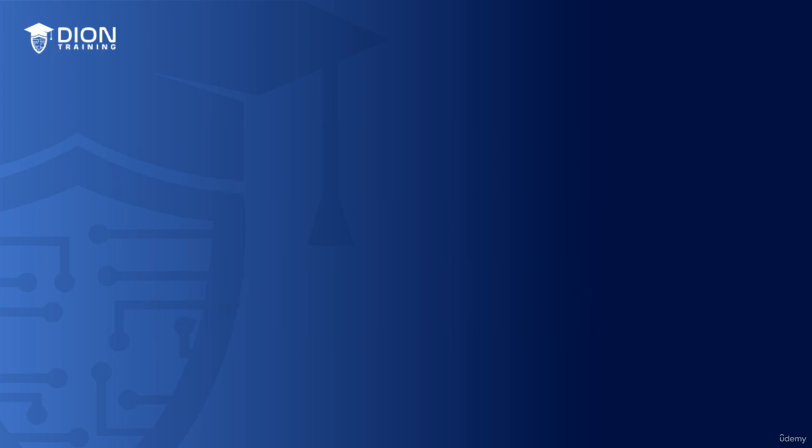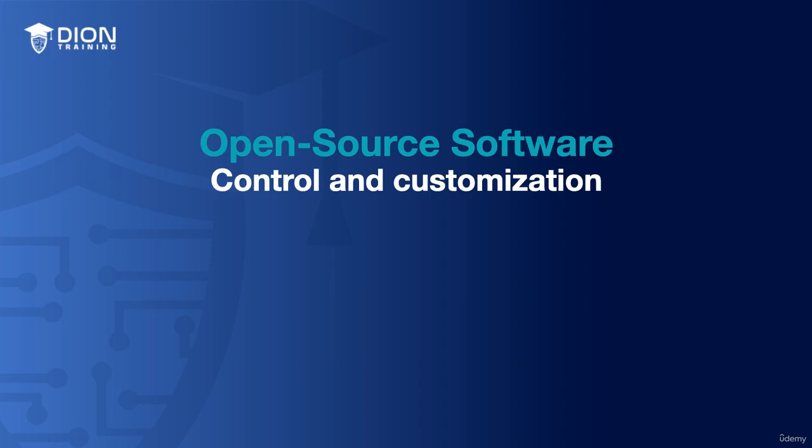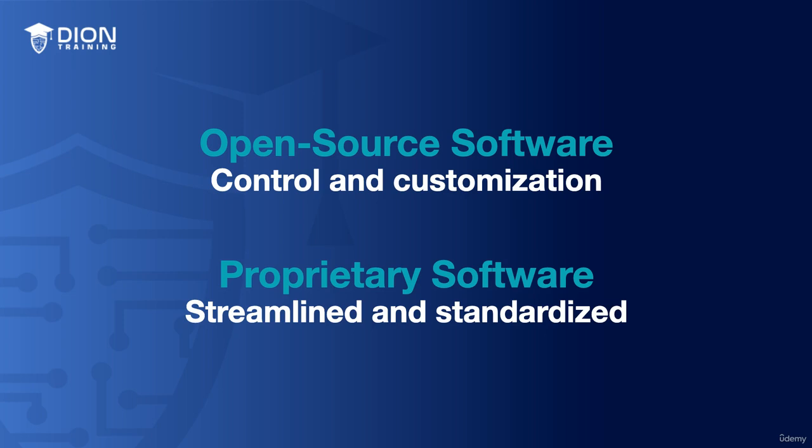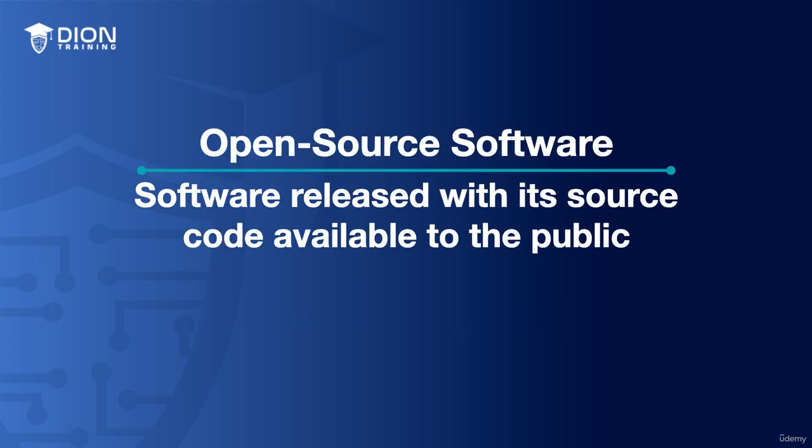The same distinction applies to cloud services, with open source cloud services offering more control and customization to users, while proprietary cloud services are more streamlined and standardized. Open source software is the type of software that's released with its source code available to the public. This means that anyone can access, modify, and distribute the code provided they adhere to the licensing agreement.